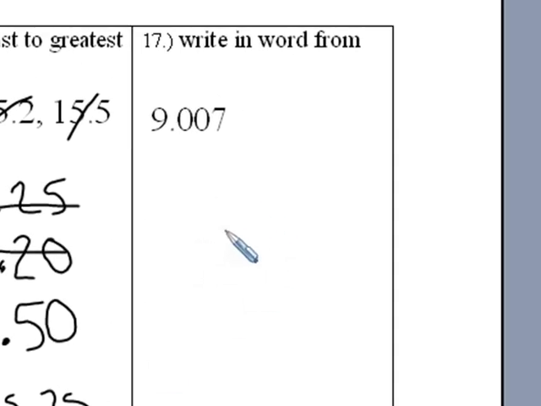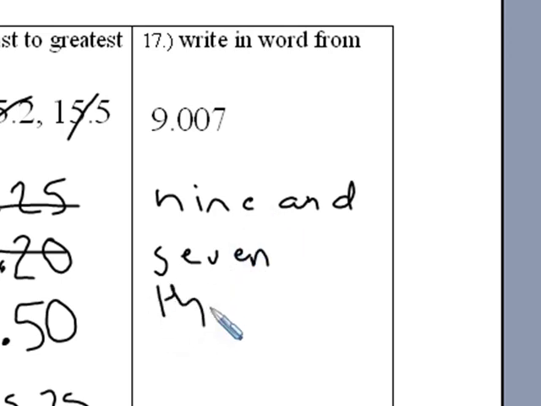Number 17, we want to write this decimal number in word form. So let's read it how it would be read when we say it in the proper mathematical wording. That would be 9 and 7/1000ths. So we look at the place value, we count tenths, hundredths, thousandths, the 7 is in the thousandths place. So we would write 9 and 7 thousandths, excuse me.